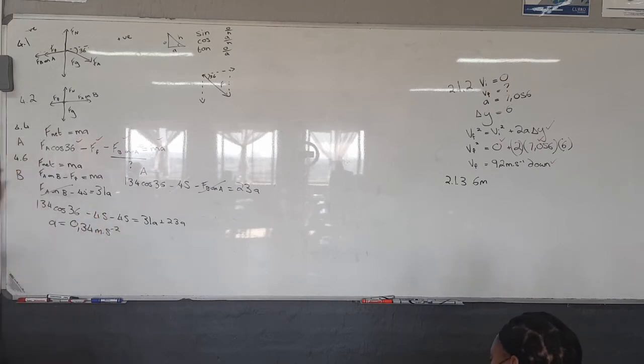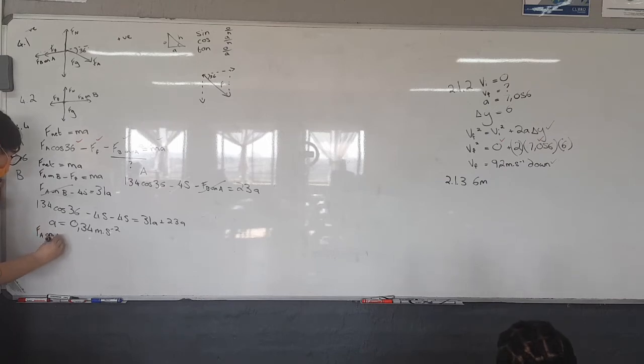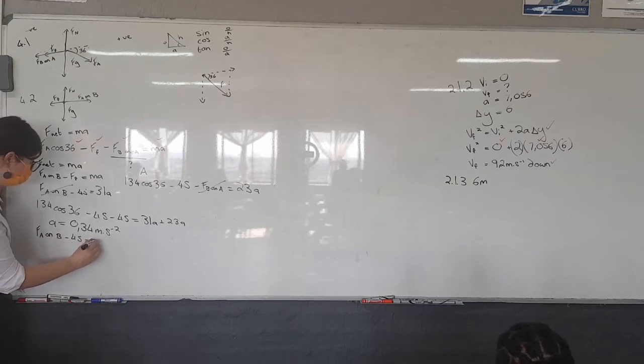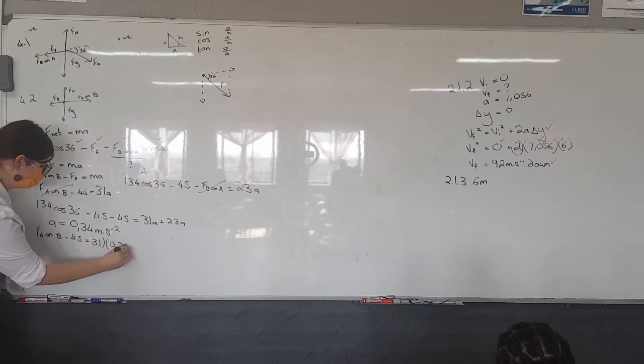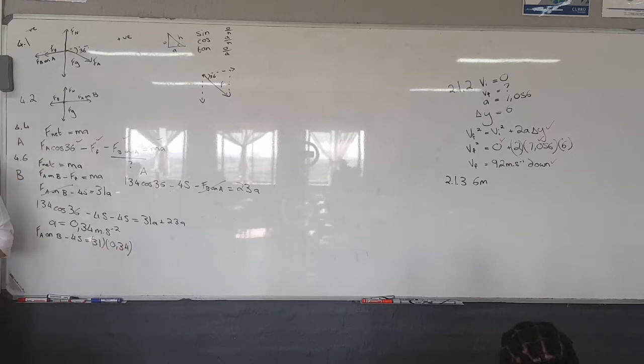Now that I've got a, I can substitute it back into my equation over here. You guys see that? So now I say F A on B minus 45 is equal to 31 times 0.34, which gives me an answer of 55.56 newtons.